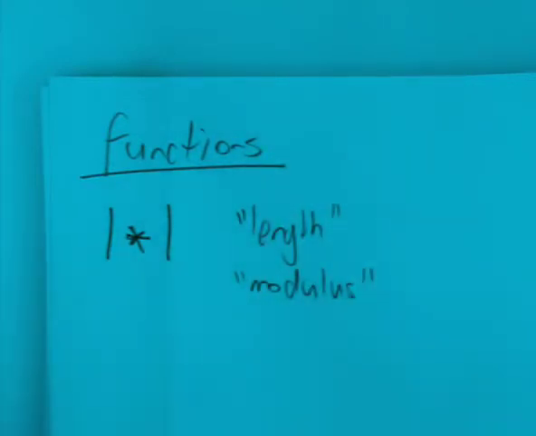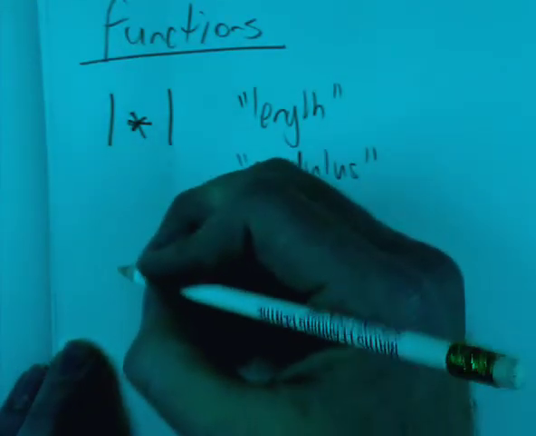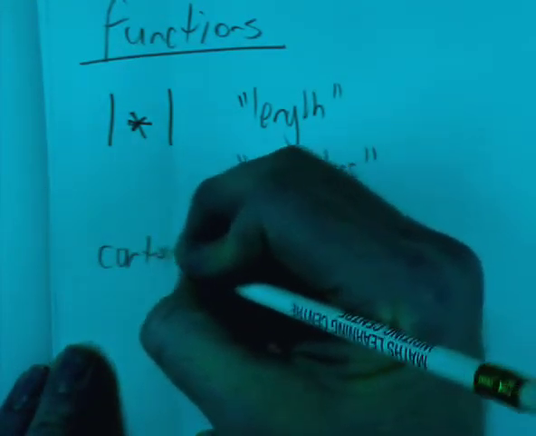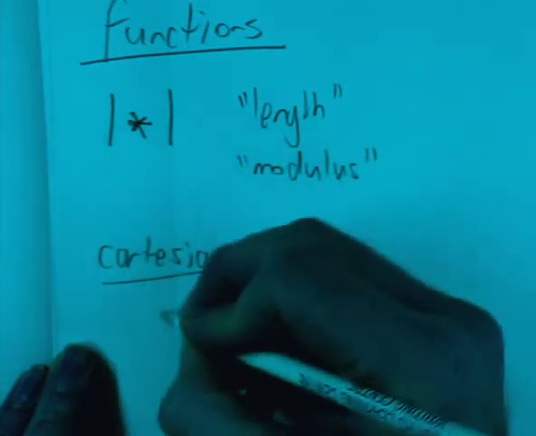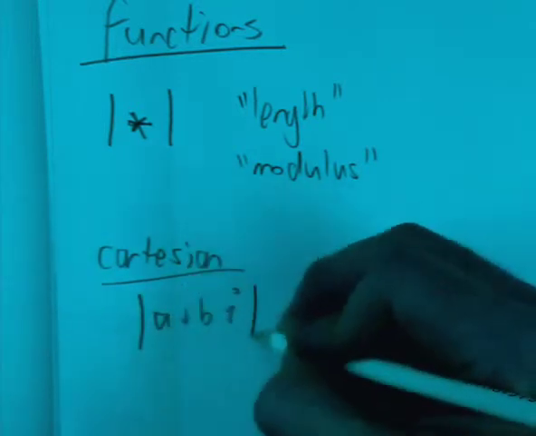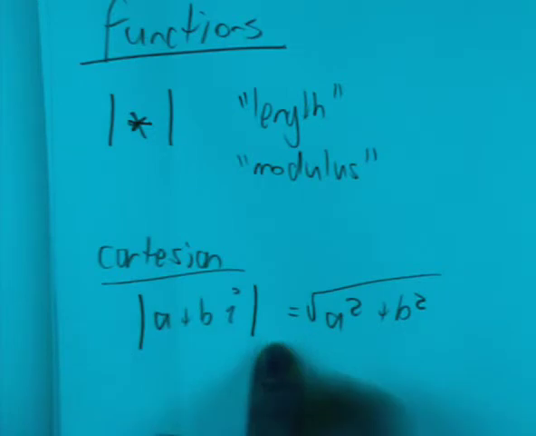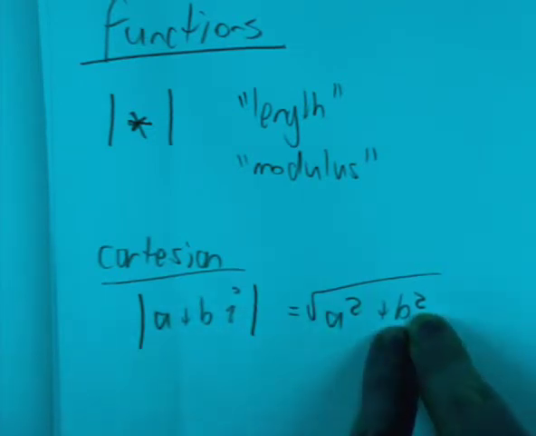I tend to still call it absolute value anyway. But that's what it is. And it's literally the length as an arrow. So when I was doing that square root thing, that's how to find the length. So if I get a complex number in Cartesian form, if I've got a plus bi, then the length of it is the square root of a squared plus b squared. Note that you do not include the i in this calculation here.